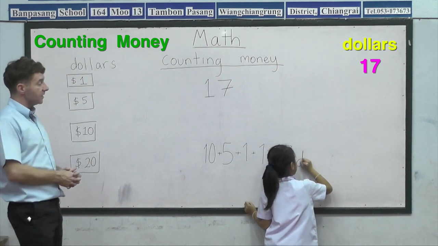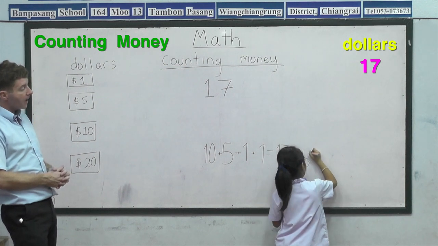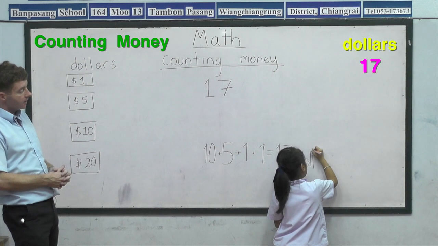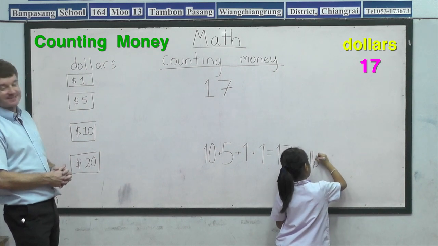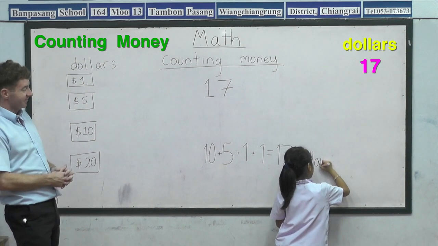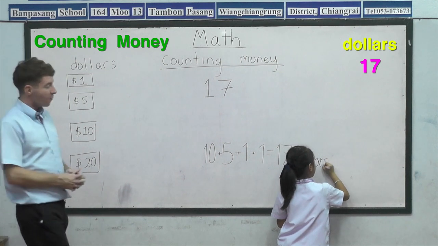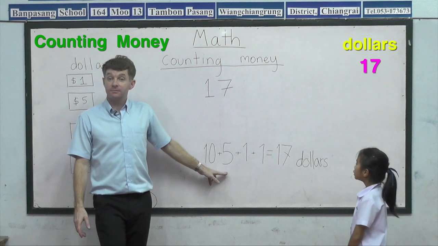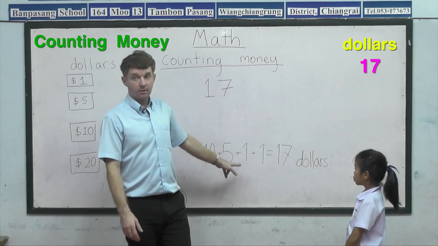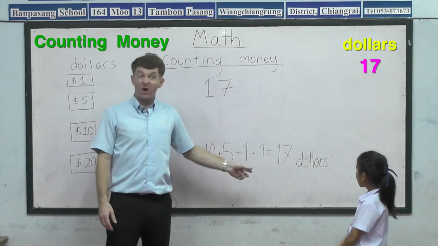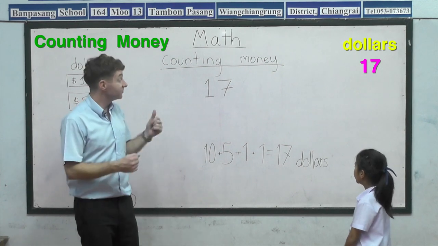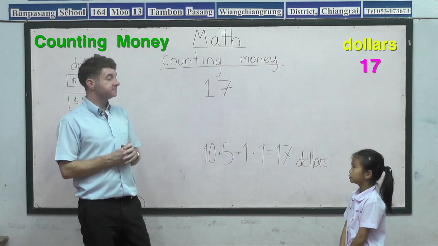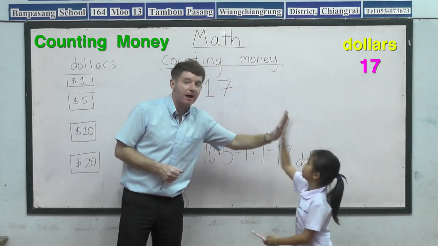Excellent. D-O-L-L-A-R-S. So all together one more time, guys. 10 plus 5 plus 1 plus 1 equals $17. Excellent, Prel. High five. Big round of applause for Prel.